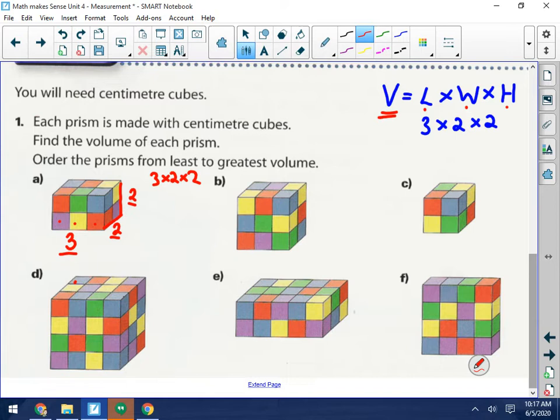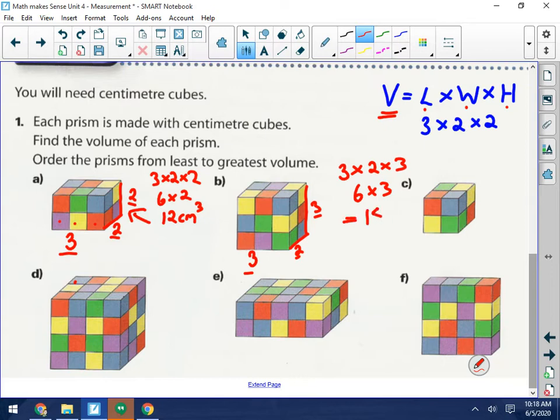3 times 2 is 6. 6 times 2 is 12. So the volume of this prism here is 12 centimeters cubed. This one has a length of 3, a width of 2, and a height of 3. So it's 3 length times 2 width times 3 height. So 3 times 2 is 6, times 3. 6 times 3 equals 18 centimeters cubed.